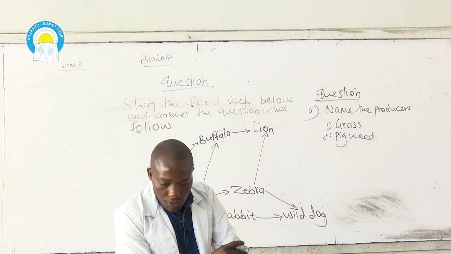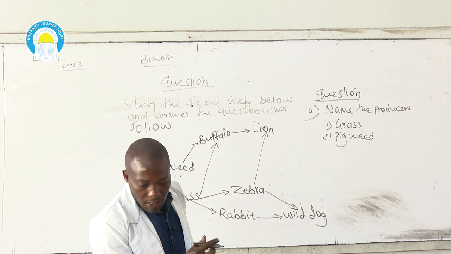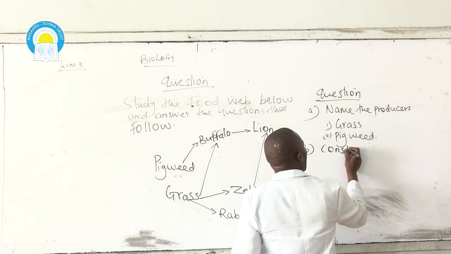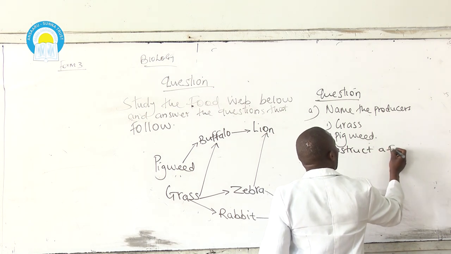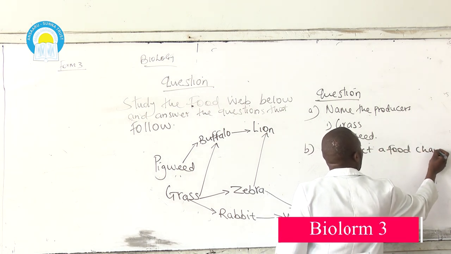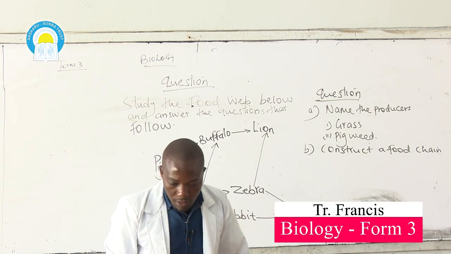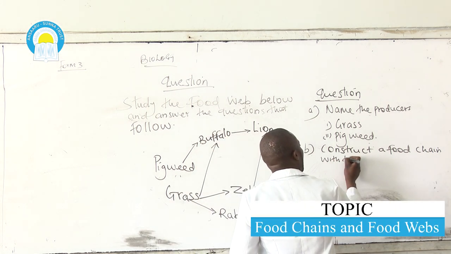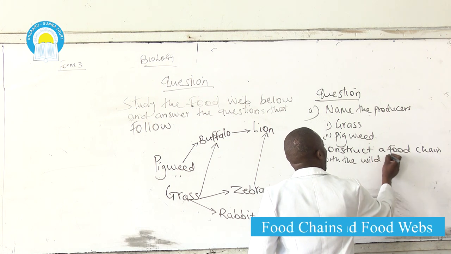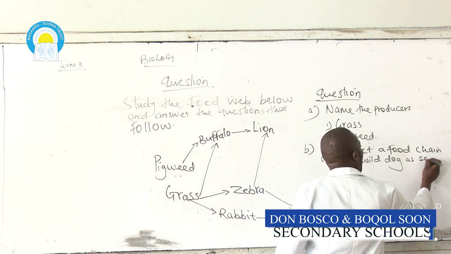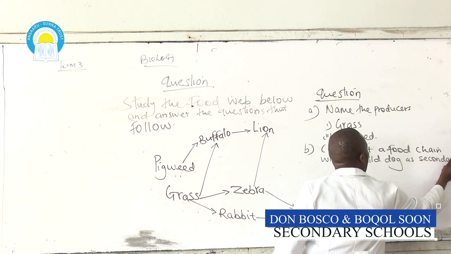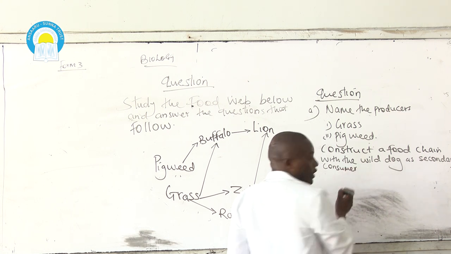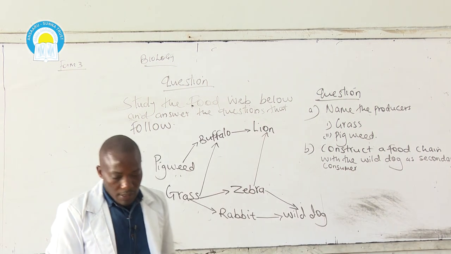The second question: construct a food chain with the wild dog as a secondary consumer.